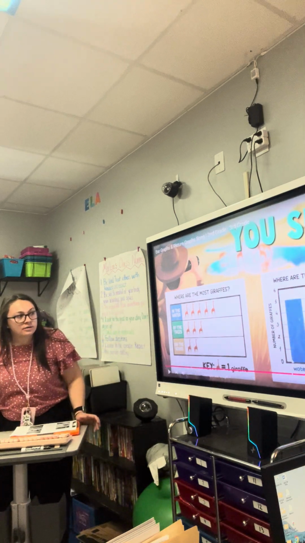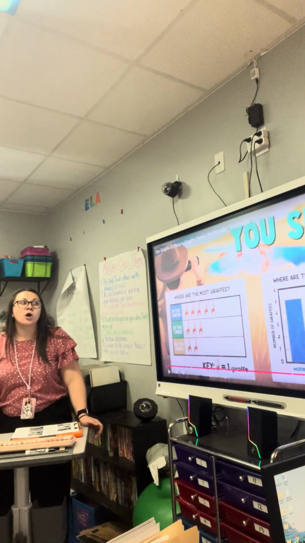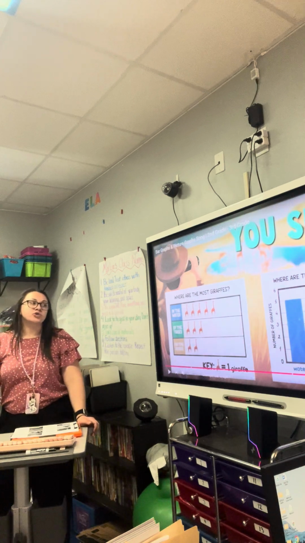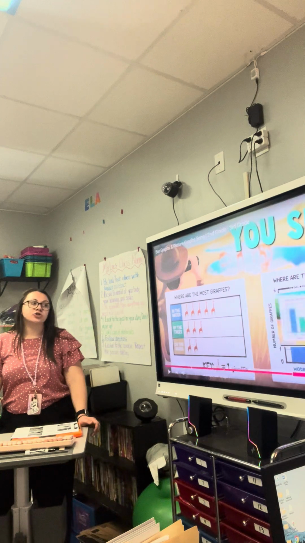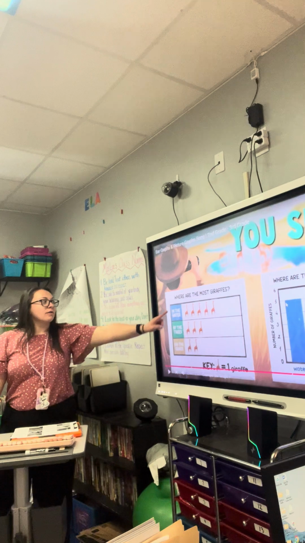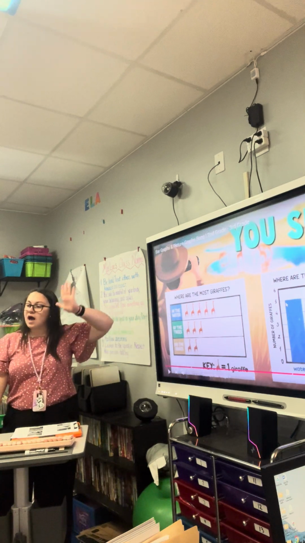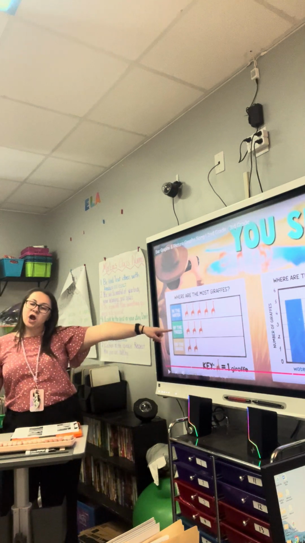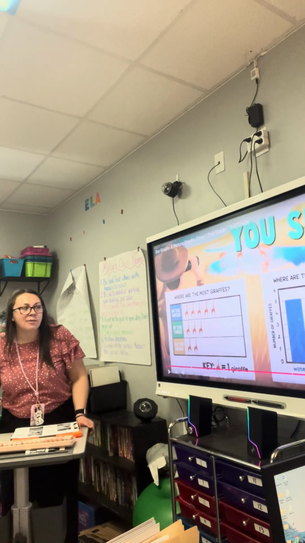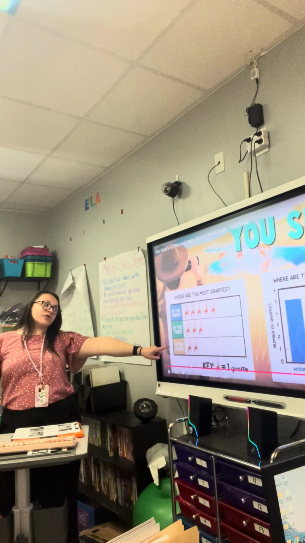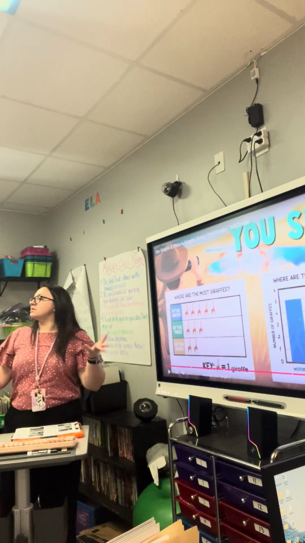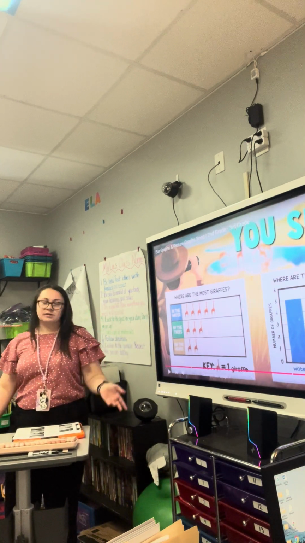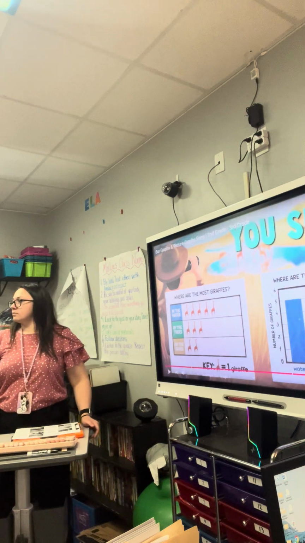Okay? Again, this says, where are the most giraffes? Number of giraffes. And these are the areas that they're at. Water, trees, and grass. So how many giraffes are at the water? 5. How many are at the water here? 5. Look over here. How many are at the trees? 3. How many are at the trees here? 3. Good. Look over here. How many are at the grass? How many are at the grass here? 2. Same thing, right? Yes. Just that has colors and that one has animals.